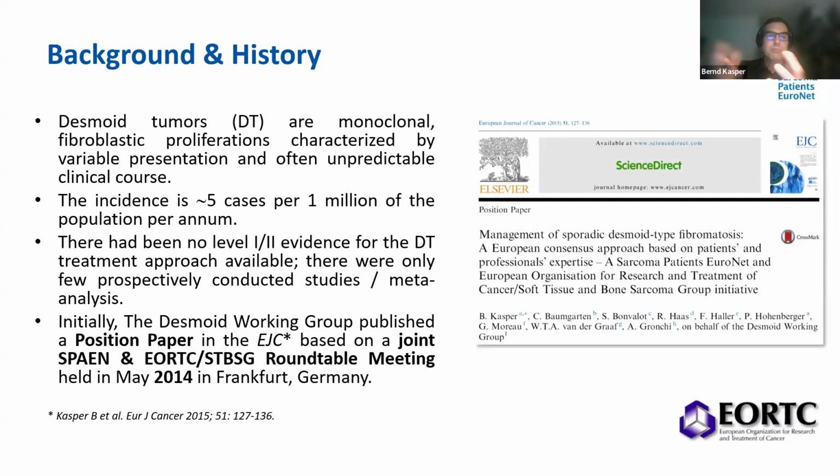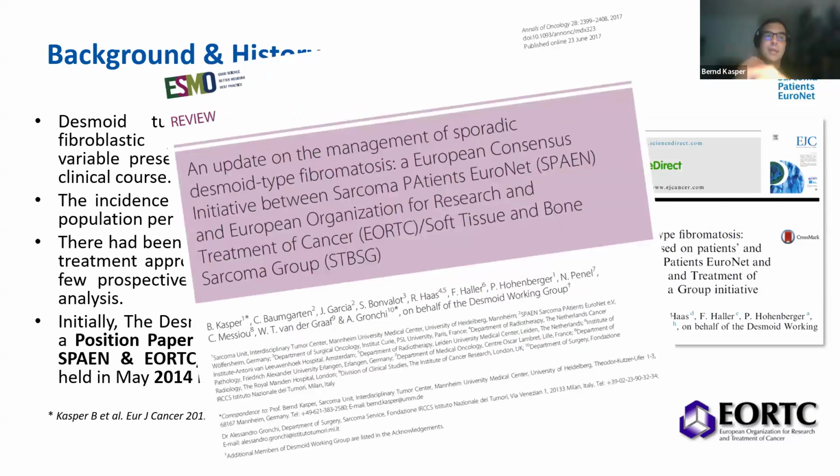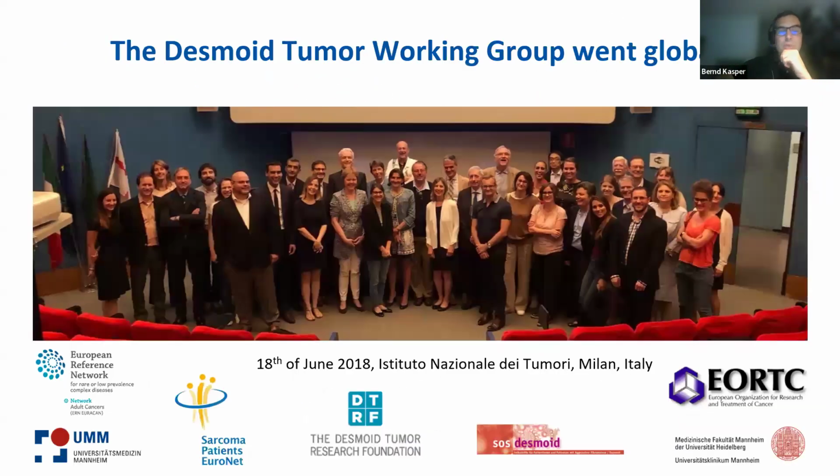That was the first meeting we had in 2014, and we came up with the first kind of position paper where we tried to put together some treatment recommendations for sporadic desmoid type fibromatosis, which was published in 2015. If you go to the next slide, we updated that in 2017, and the next one in 2018, we pushed the whole initiative forward in 2 aspects.